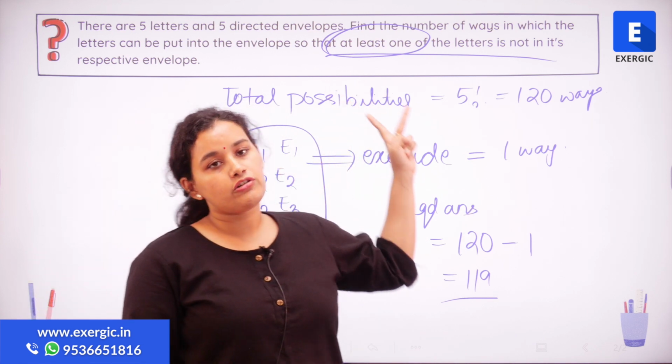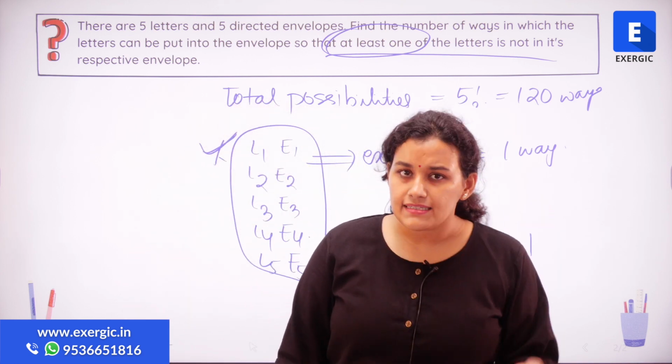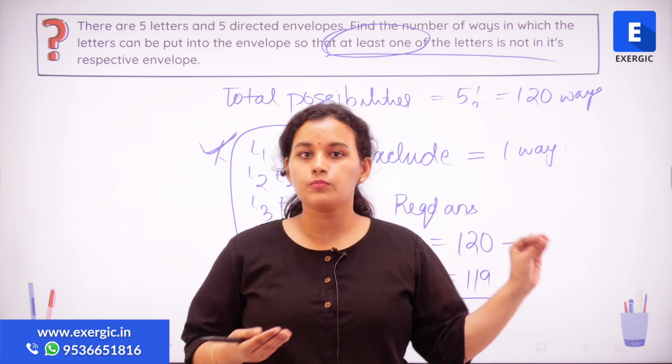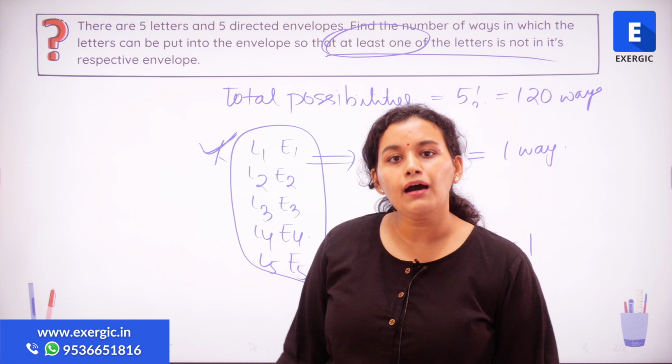Whenever you have a question of at least one in permutation, combination or a probability, then make this a point to think about all the total possibilities that are there and then exclude the case which is not a part of the given scenario.